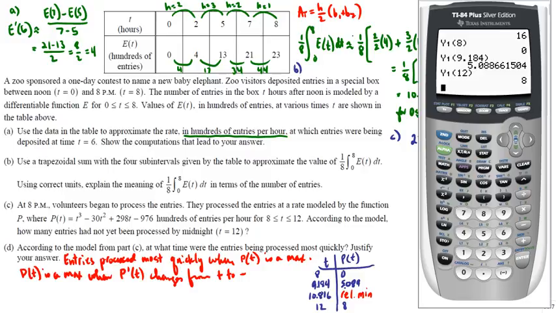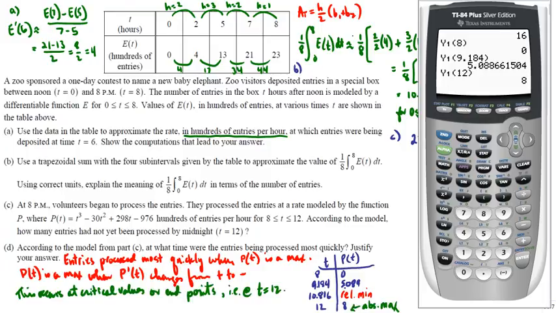So they were processing the entries much more rapidly at 12 o'clock. And so I conclude my justification by saying that the max value has to occur at a critical value or endpoint, and it happens to be at time t equals 12. So again, this is just illustrating that we need to test the endpoints, not just the relative maximums, but also the endpoints. And that's it for this problem.